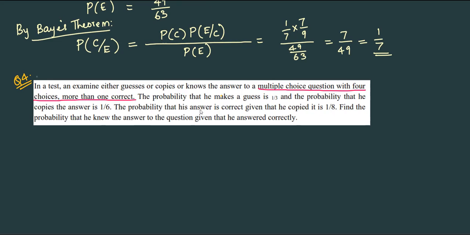The probability that his answer is correct, given that he has copied, is 1 by 8. Find the probability that he knew the answer to the question, given that he has answered correctly. So given that he answers correctly, of course, we are ruling out the option that he has left this question unattempted. So that is not there. Now please work out. I'll give you a few minutes.